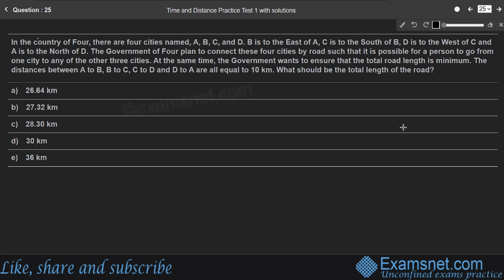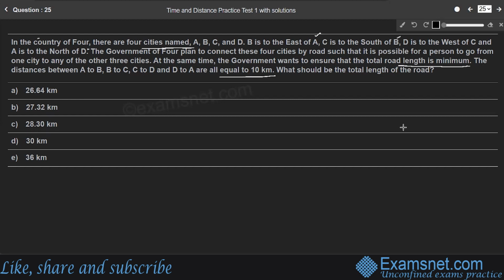Question 25. In the country of Four, there are four cities named A, B, C, and D. B is to the east of A, C is to the south of B, D is to the west of C, and A is to the north of D. The government of Four plans to connect these four cities by road such that it is possible for a person to go from one city to any one of the other cities. At the same time, the government wants to ensure that the total road length is minimum. The distances between A to B, B to C, C to D, and D to A are all equal to 10 kilometers. What should be the total length of the road?